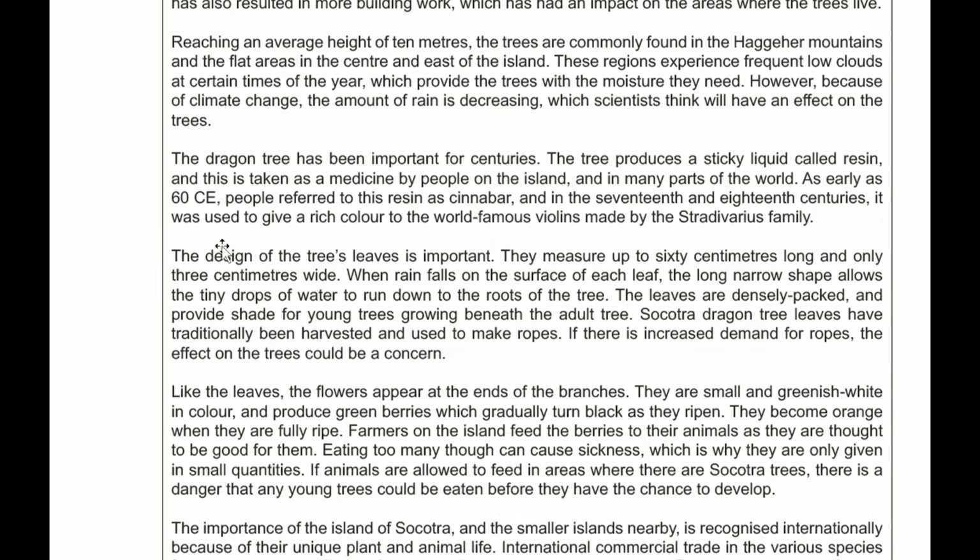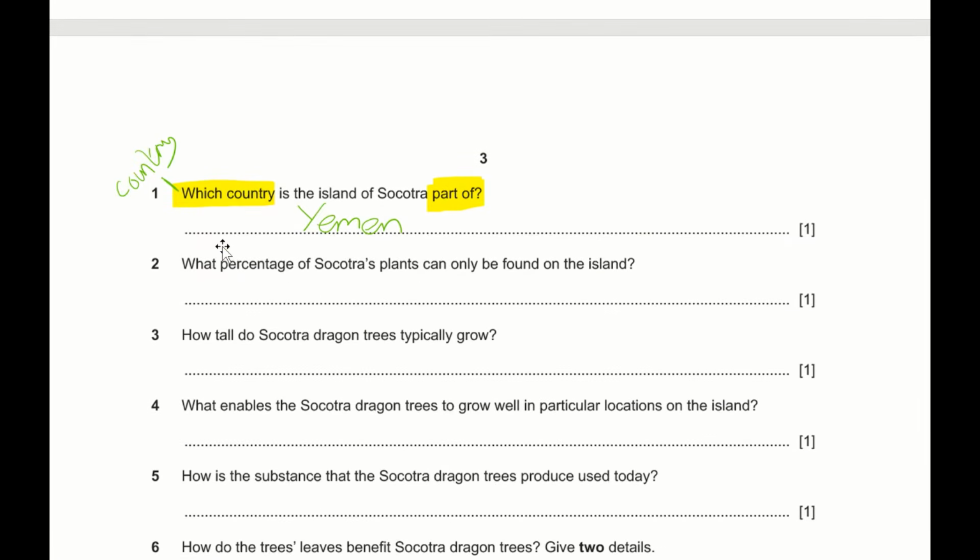Okay, so question number 2, let's move on to the next question. What percentage of Socotra's plants can only be found on the island? Again, highlight the key words. What percentage of the plants can only be found on the island? Now, again, I say to myself, the answer is going to be a percentage, because it says what percentage. This is important, because the text may give me percentages of other things. Remember, as you saw in question number 1, they'll never, or very rarely, make it as easy as just giving you one option.